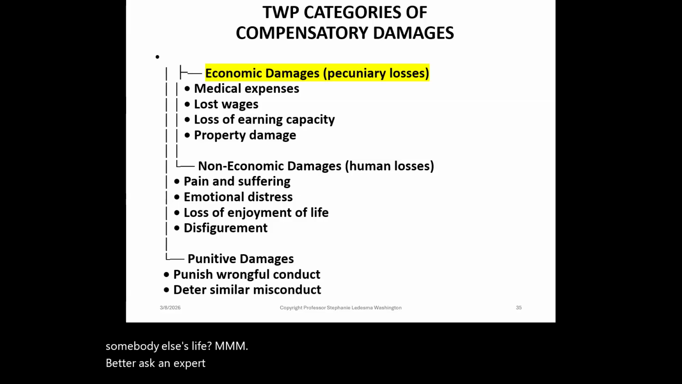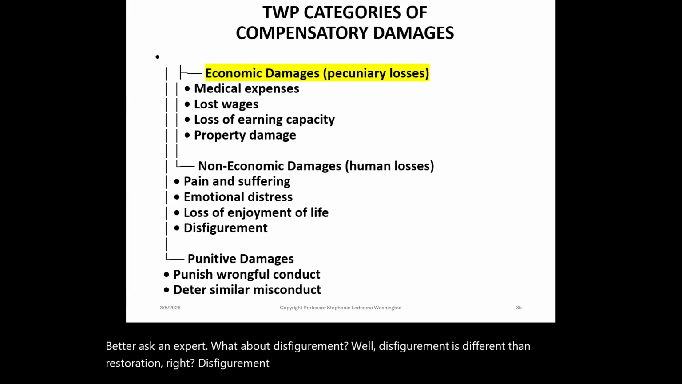Well, disfigurement is different than restoration, right? Disfigurement assumes that you've had all of the restorative medical treatments that are available and you're still disfigured.